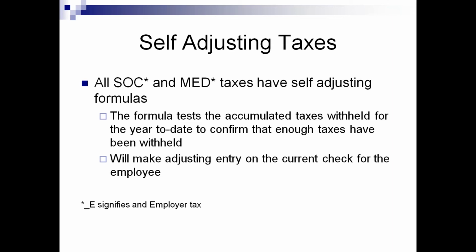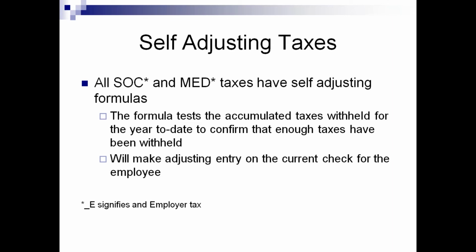Now, what you don't want to play with are your Social Security and Medicare taxes. These are called self-adjusting taxes, and they use a self-adjusting formula. So the Social Security and Medicare should be correct always, because every time you process your payroll, it recalculates that tax, and it's basing it on the tax that's already been withheld.